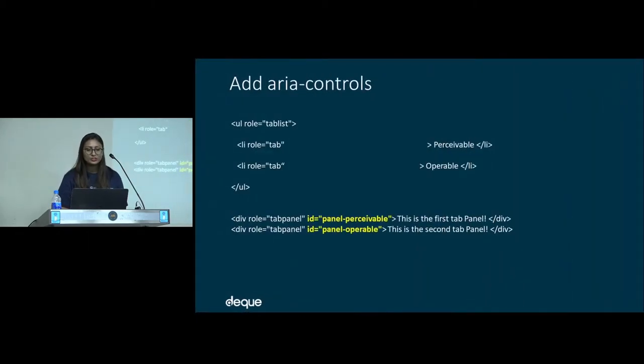Now we have ARIA controls. So visually we know which tab panel, or the tab contents, belongs to which tab. Like, okay, this content belongs to tab one, this content belongs to tab two. But how do we build this relationship between the tab and the tab panel? Well, using ARIA controls, we can do that. We can provide ARIA controls to the individual tabs, and as a value, we can provide the reference ID of the content it's controlling.